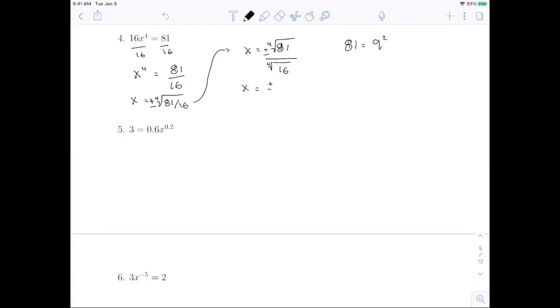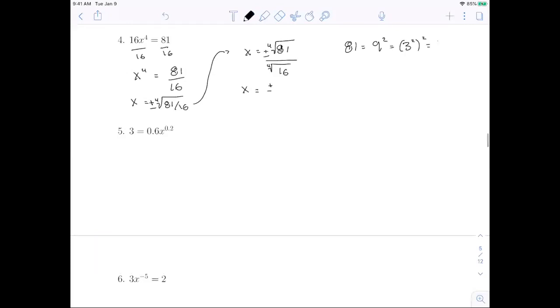That equals 9 squared. Well, 9 is 3 squared. So this is like 3 squared squared. So I get 3 to the fourth. Oopsies. So the fourth root of 81 will be plus or minus 3.